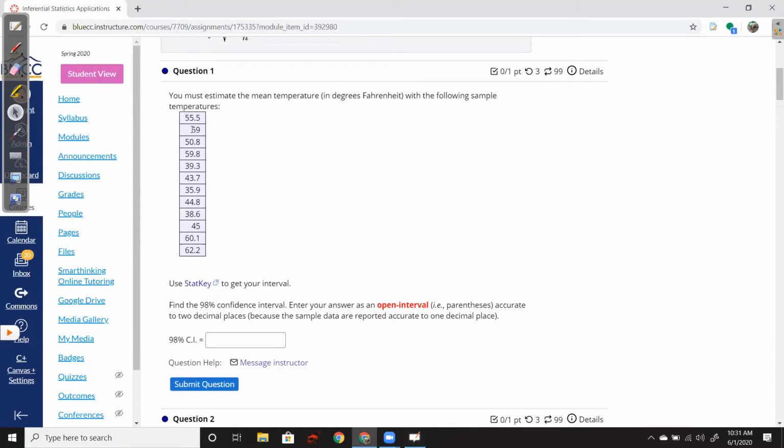So first thing I'm going to do is highlight these, and I'm told down here I want to find a 98% confidence interval. Up here it says you must estimate the mean temperature in degrees Fahrenheit from the following samples. Okay, so we have the temperatures of something, and we want to say, what's going to be the average temperature for whatever we're measuring.